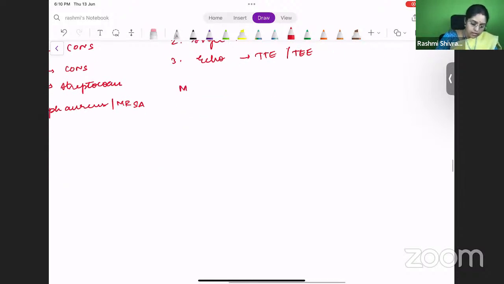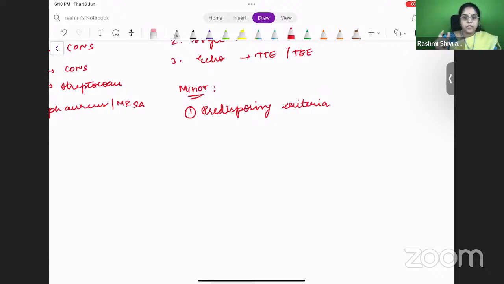So when we move on to minor criteria, the first one is that there should be some predisposing factor for the patient, like IV drug abuse, or some previous cardiac disease, or a valve replacement which has happened. There is some predisposing criterion for infective endocarditis to happen. Okay, the second one is that the patient should be presenting with fever more than 38 degrees, with chills and rigors.